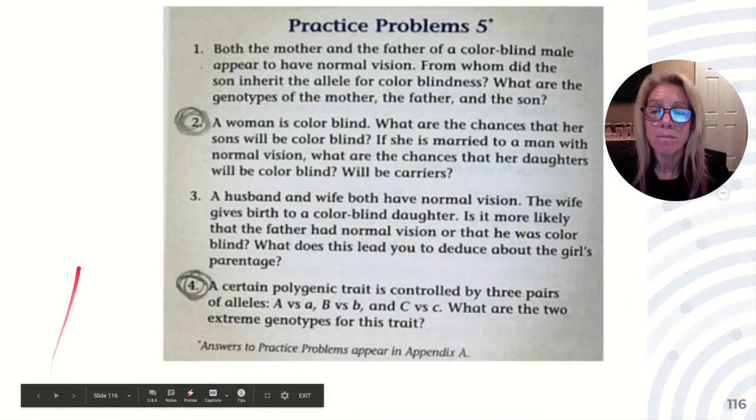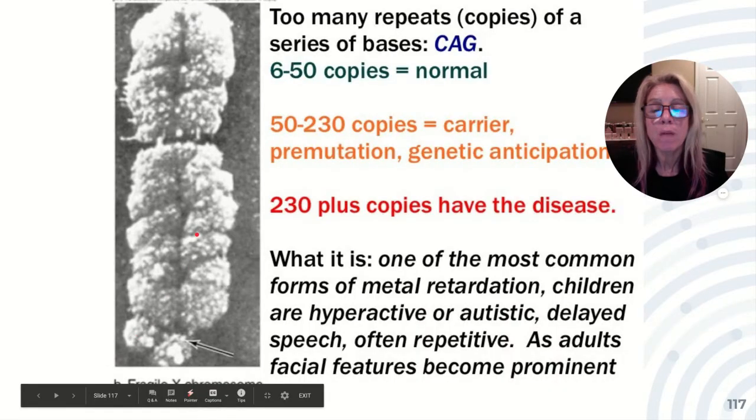All right, these are some more practice problems. You could try them out. Just pause if you need to. And then there's one other one.